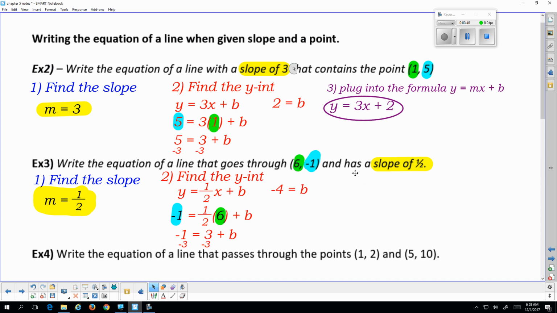And now don't forget the last step. You have to plug it into the formula. So y equals mx plus b. What's m? It's 1/2. What's b? Negative 4. So y equals 1/2 x minus 4 because it's negative 4. Don't put plus negative 4. Okay, just put minus 4. And that's our final answer.